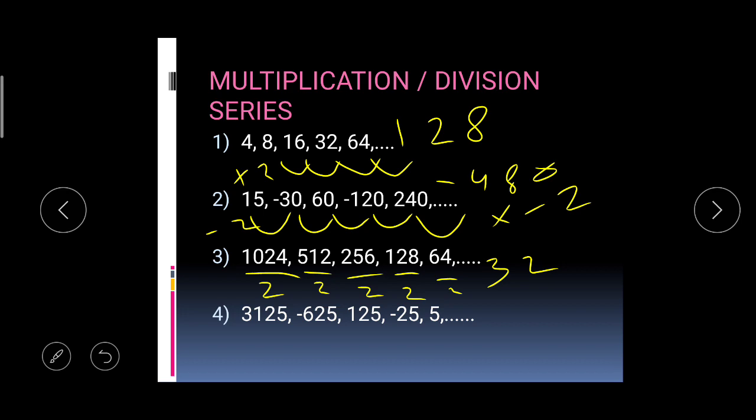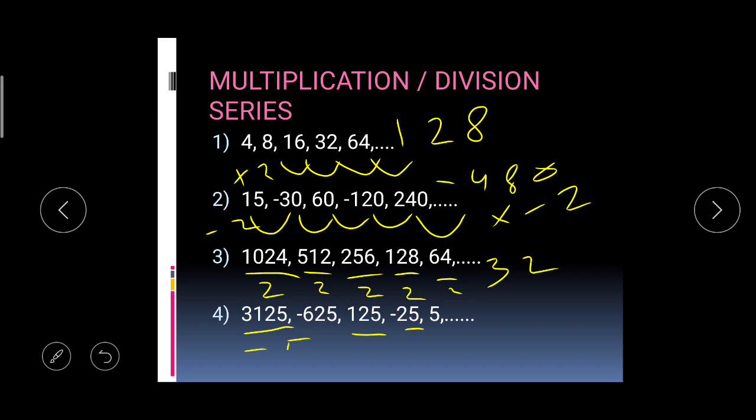Now let's see the fourth type of question. In the fourth question, again there is a negative number at every alternate position, right? 3125 becomes minus 625, minus 625 becomes 125, then the next terms are minus 25 and 5, right? So if I divide this by how much? If you are having a problem with the higher numbers, you can try with smaller numbers, right? If you divide 125 by minus 5, you'll get minus 25. If you divide minus 25 by minus 5, you'll get 5, right?